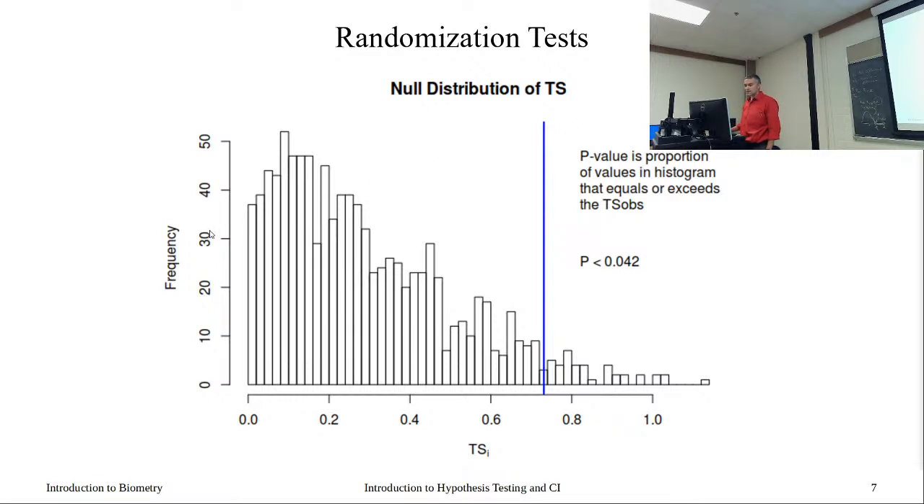So here's our histogram, and then what we would do is look at our actual observed test statistic, that would represent this blue line. We would figure out what proportion of those random test statistics equal or exceed our observed test statistic. That proportion represents our p-value.